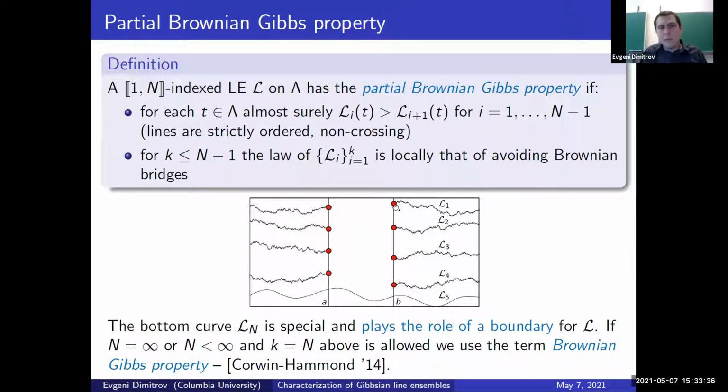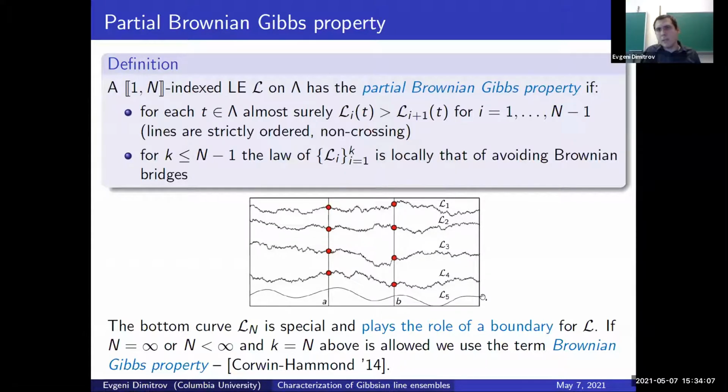You sample k independent Brownian bridges that connect the red dots, that are independent but conditioned to avoid each other and also avoid the k plus first curve here. And then you fill in the gap. In this way, you obtain a new line ensemble. And the essence of the Gibbs property is that the law of this new ensemble is the same as the one that you started with. So it's invariant with respect to this resampling. Now the word partial in this definition has to do with a special role that is played by the bottommost curve, Ln.